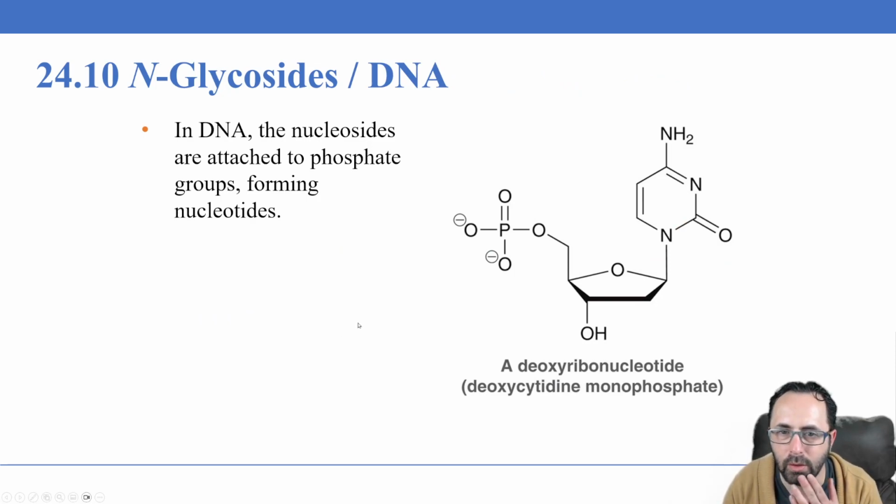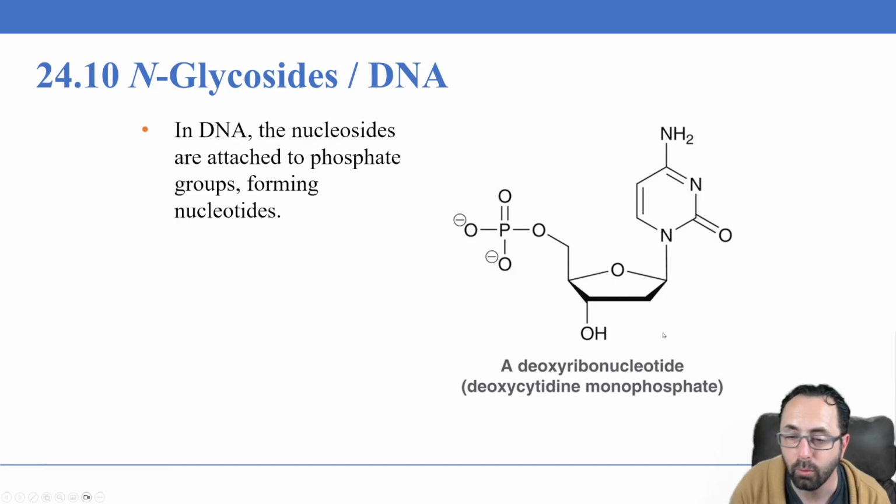In DNA, the nucleosides are going to be attached to a phosphate group. So we saw that this is a nucleoside here. To get a full nucleotide, you need a phosphate group. So this phosphorus is making 5 bonds with no lone pairs, so it has 0 formal charge. These oxygens here are making 1 bond with 3 lone pairs, so they have a negative formal charge. And here's a whole nucleotide, a DNA nucleotide.